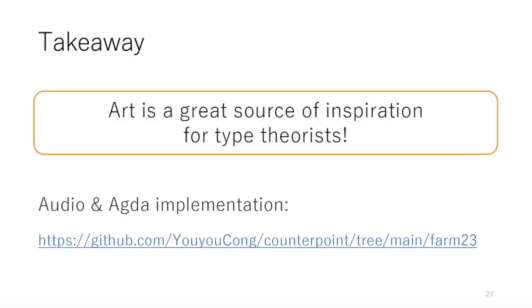Okay, so in this work, I proposed an extension of refinement types that is useful for counterpoint composition and potentially for programming as well. What we can learn from this is that a type theorist may get inspirations from a non-programming domain, like music and other kinds of art. I believe that the FARM community will discover more interesting type systems in the future, and I look forward to learning about your discoveries in the future editions of the workshop.